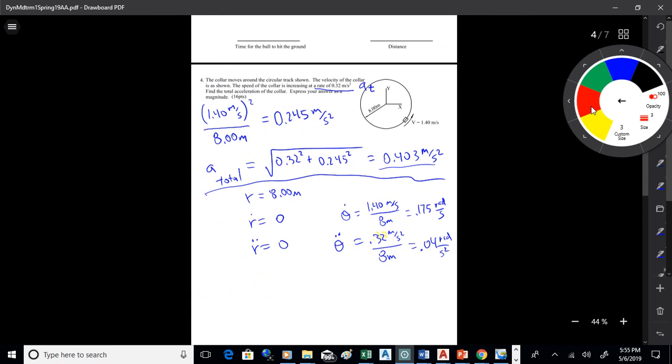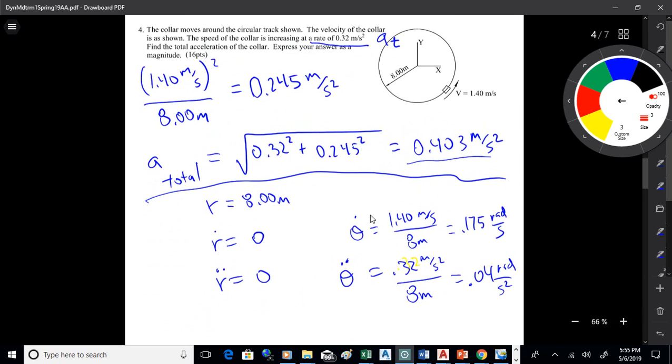All right, the next one here, we have a collar rotating on a circular path on a track. We want to find the total acceleration. You've got the velocity, so take v squared over r. You'll get the normal component of acceleration. Okay, you're also given the tangential component of acceleration in the problem statement. So to find the total acceleration, you just take the square root of the sum of the squares.